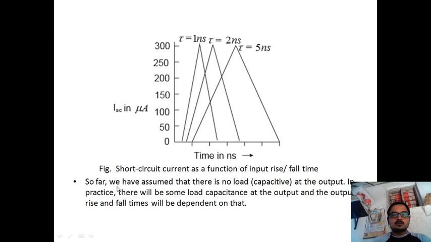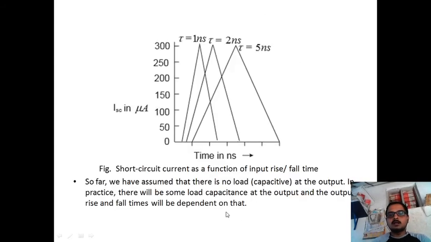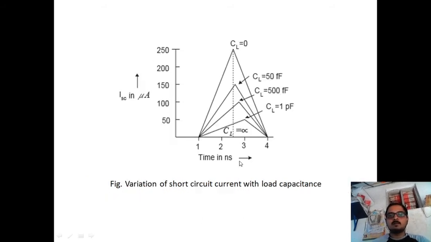So far we assume that there is no load. In order to get this equation, we assume that there is no load here, but practically there is some load at the output. Then the output rise time and fall time depend on that. We will see that. When you increase the load capacitance, at that time the short circuit current decreases.